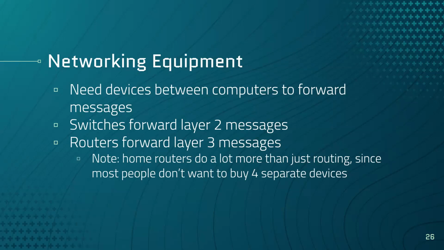So this is just a small note about networking equipment. We need devices between computers to forward messages. So switches forward layer 2 messages and routers forward layer 3 messages. This is basically just the terminology for what they're called. And just a small note, most home routers do a lot more than just the job of a router, because people don't want to buy 4 separate devices to access the internet. So most routers have a router in them, but they also have a built-in switch and a wireless access point, and a lot of modern ones also have a modem in them. So they're doing a lot more than what we mean when we say router.